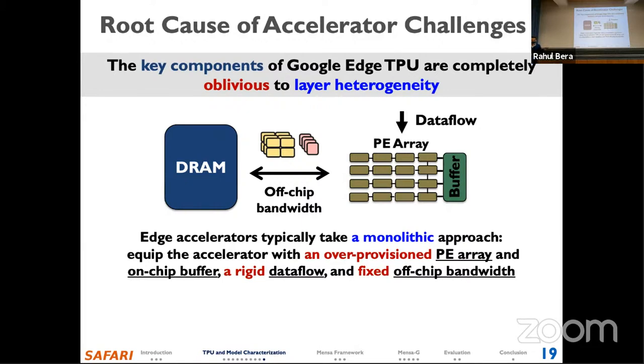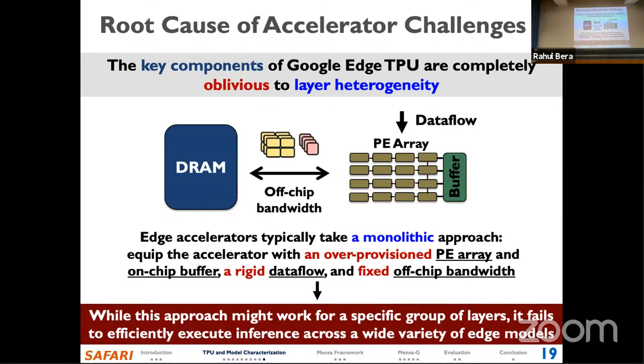As I showed before, there are some models that have a really low flops per byte ratio. This is a good indication of data reuse also. For that type of operation, we would require more off-chip bandwidth, because buffering inside the array itself is not that efficient. So that is one problem that is not captured by this accelerator.